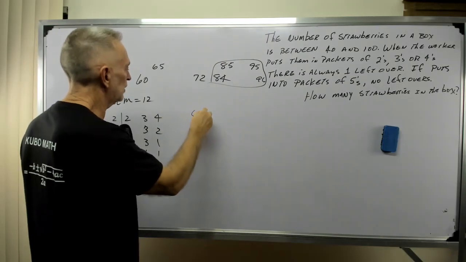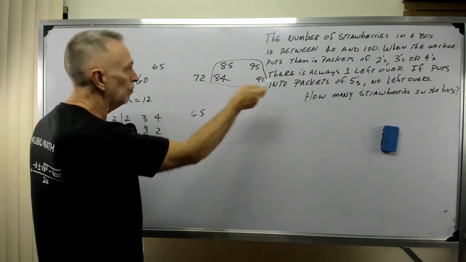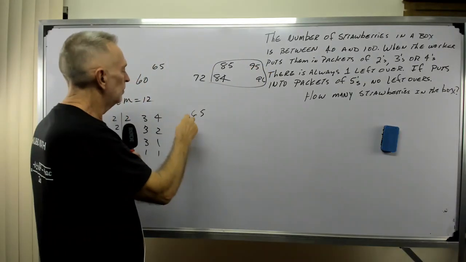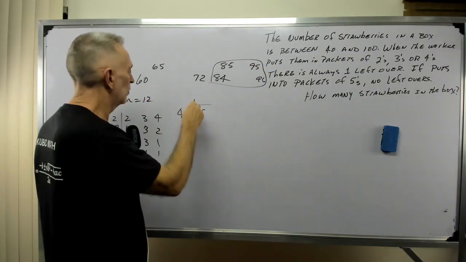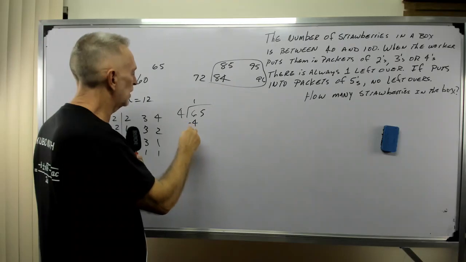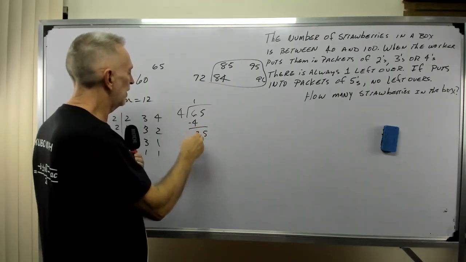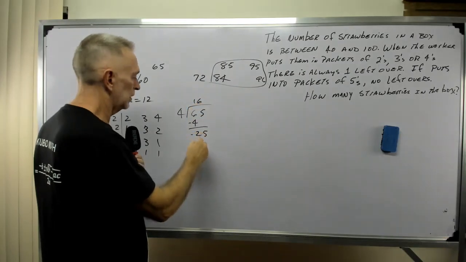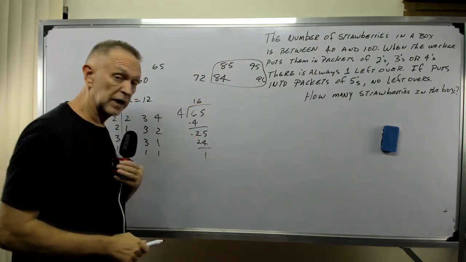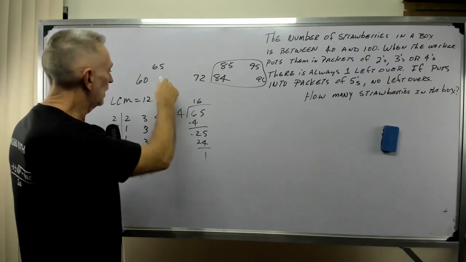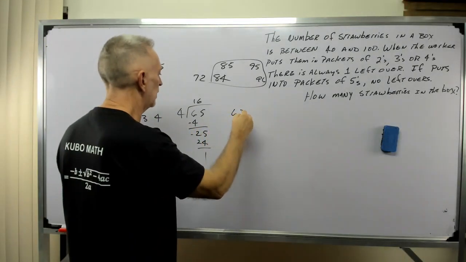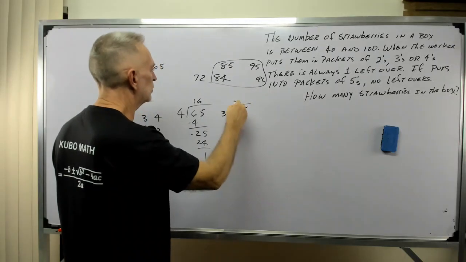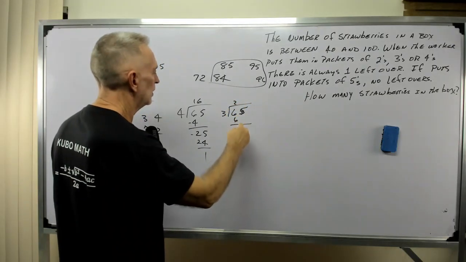For example, 65. I know 5 goes into that, obviously. That's the only numbers we have left. But if I put a 4 in here, 1 times 4 is 4, 6 minus 4 is 2, 25. 6 times 4 is 24. Well, that leaves me a 1, right? Okay, 65. What about 3? Or 65 divided by 3. Well, 2 times 3 is 6.